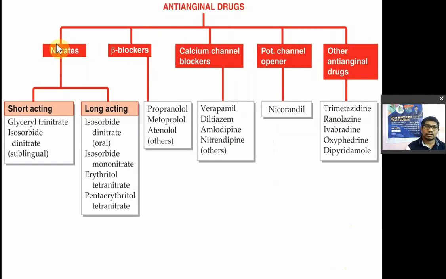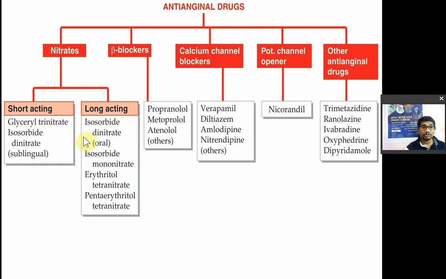Anti-anginal drugs. So there are different categories of drugs used in the angina. First one is nothing but the nitrates. They will dilate the blood vessel. So you have short acting and long acting. So short acting glyceryl trinitrate, isosorbide dinitrate. Isosorbide dinitrate, if it is given by sublingual route, it will act as short acting. Isosorbide dinitrate, if it is given by oral route, is long acting.